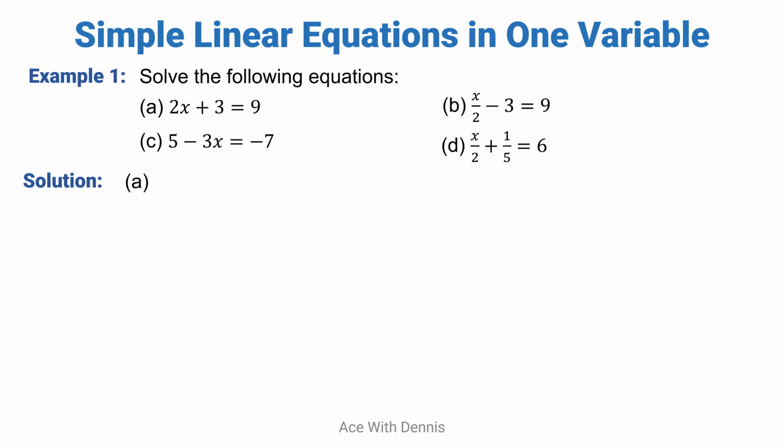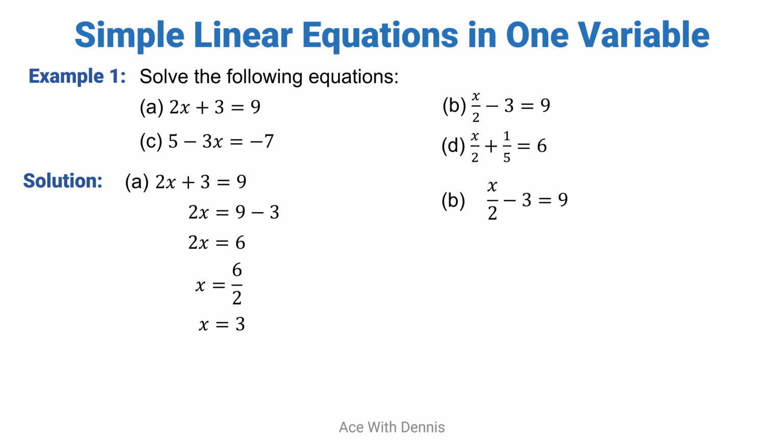Here's the solution. For A, 2x plus 3 equals 9. Now we move the 3 to the right side. So from plus becomes minus, hence it is 2x equals 9 minus 3, which is 6. Now from here, we also want to move the 2 to the right hand side. From multiplication on the left hand side, when moved to the right hand side, it becomes division, hence x equals 6 over 2, which is 3. So this is the solution, x equals 3.